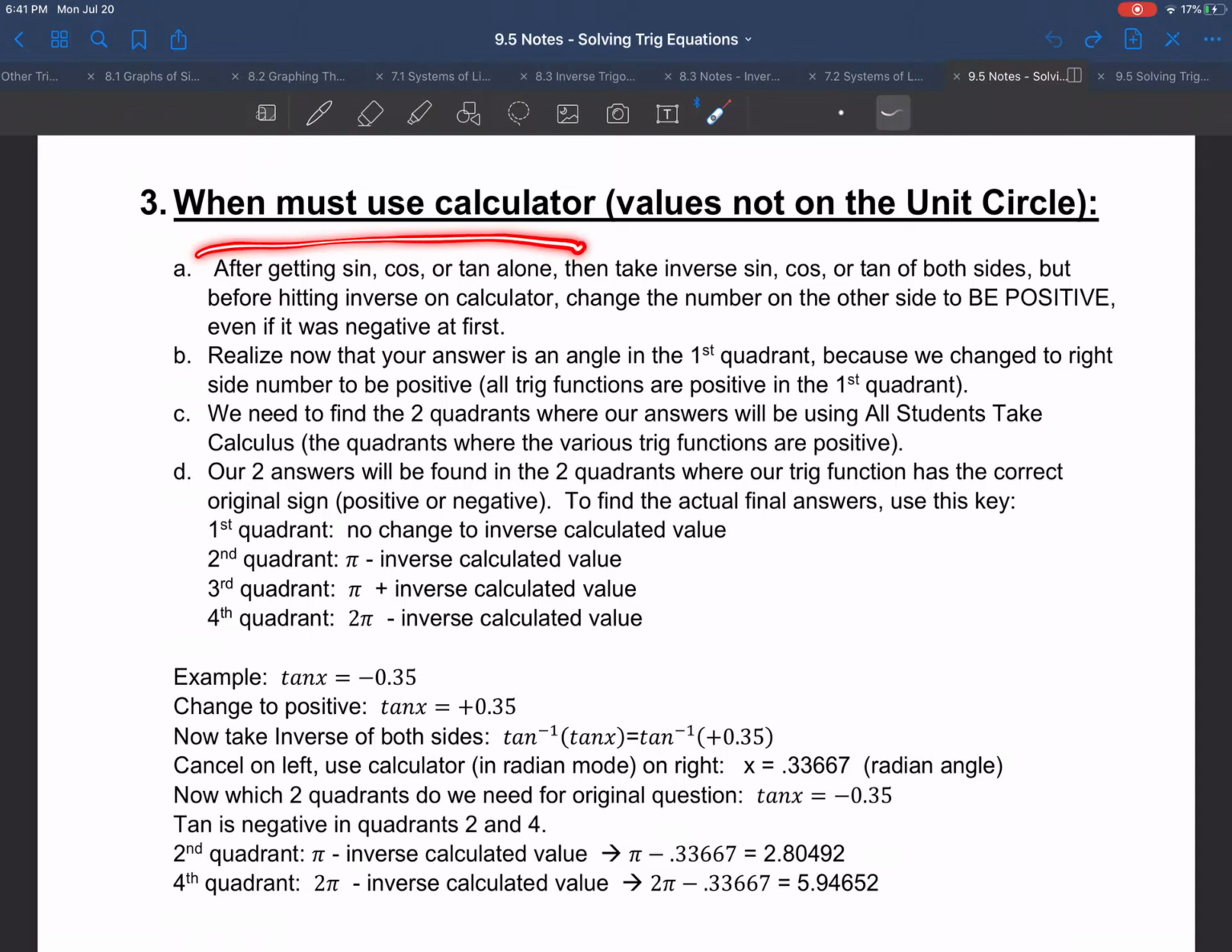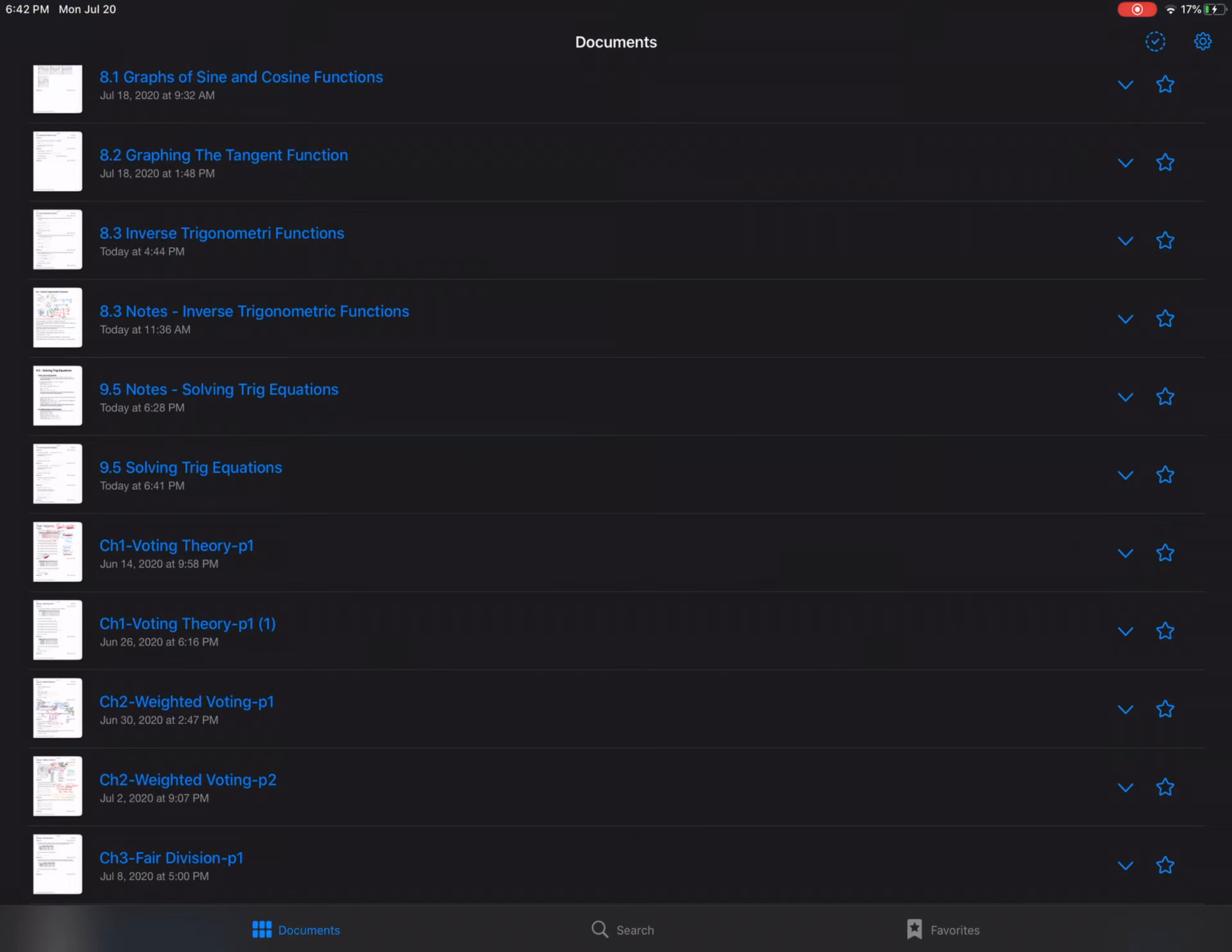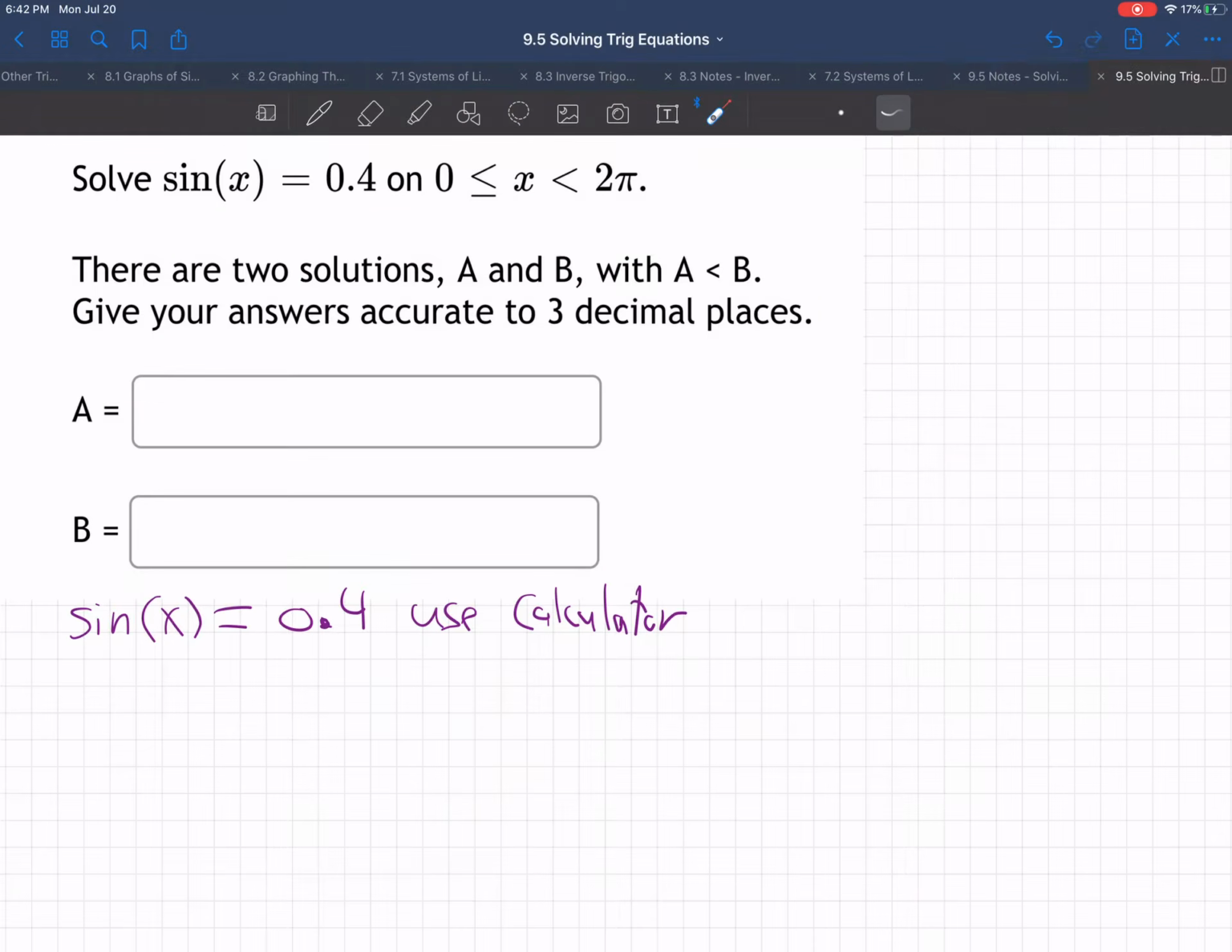When we must use our calculator, y value is not on the unit circle, right? The 0.4 is not on the unit circle. So what do we do? After getting sine, cosine, or tangent alone, then take the inverse sine, cosine, or tangent of both sides, but before hitting inverse on the calculator, change the number on the other side to be positive, even if it was negative at first. Okay, that's going to be a whole process. Let's go take a look.